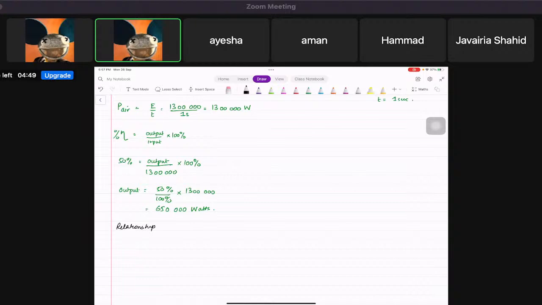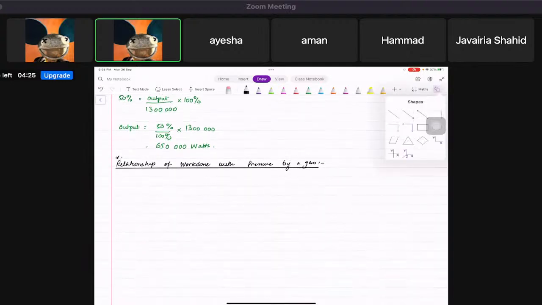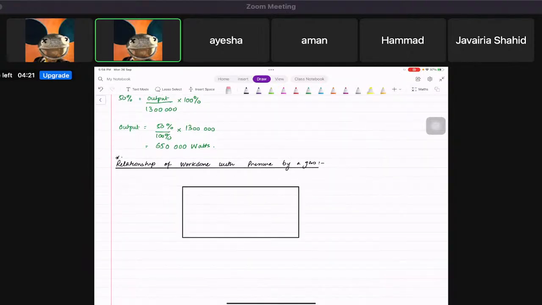So now we're going to do the relationship of work done with pressure by a gas. This is a small derivation that you need to know. Suppose we have a syringe or something like that. The syringe has a plunger, which looks like this.